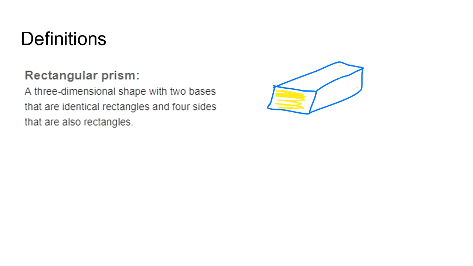So here's side one, here's side two. Side three would be sitting on the ground, and side four would be back here, kind of against the back wall. So that is a rectangular prism. Any questions about rectangular prisms? It doesn't hurt to draw a picture if you can draw a rectangular prism, but it is a three-dimensional shape with two bases that are identical rectangles and four sides that are also rectangles.